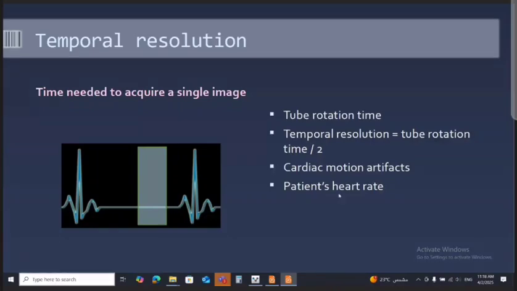And it is related to the patient heart rate. Machines with good temporal resolution allow us to perform examinations in patients with high heart rates, while with older machines or machines with limited temporal resolution, we have to reduce the heart rate to below 70 to get a good quality examination.